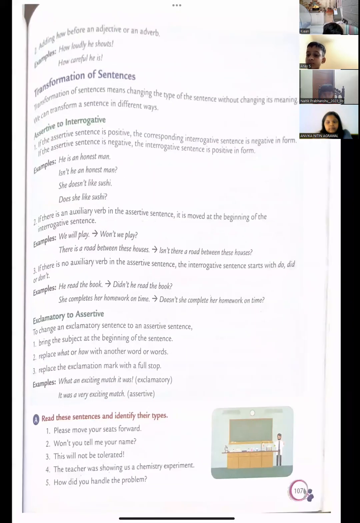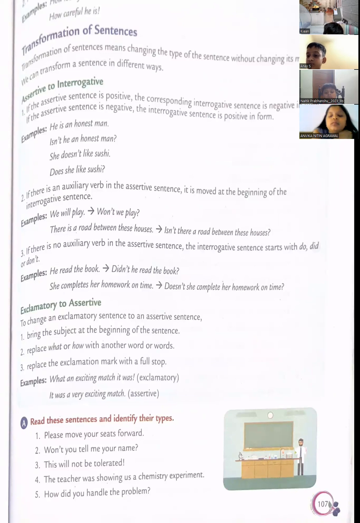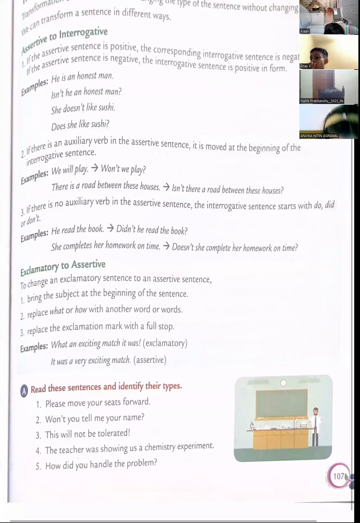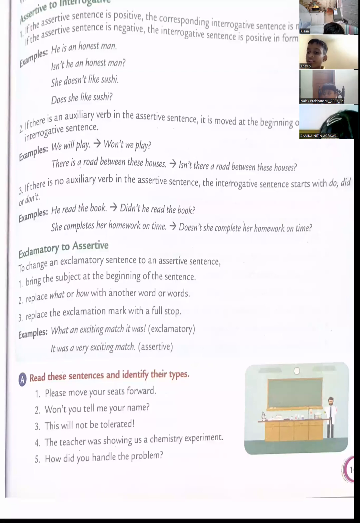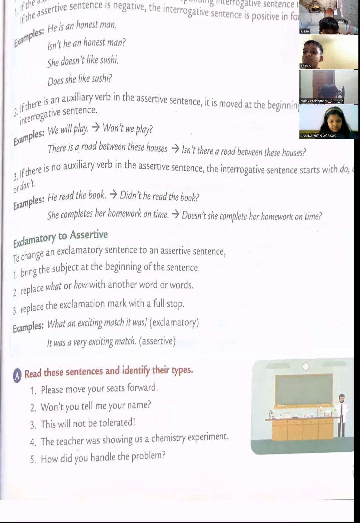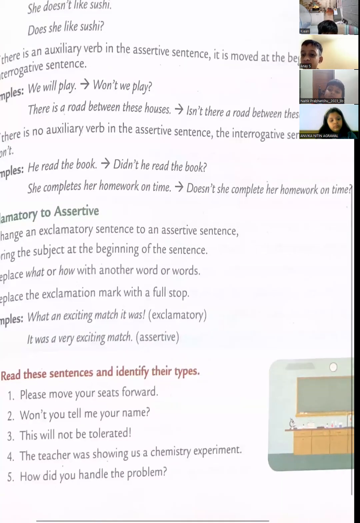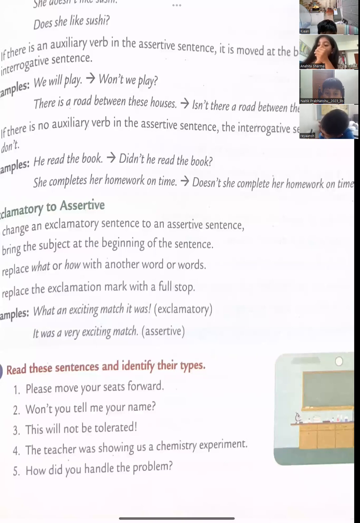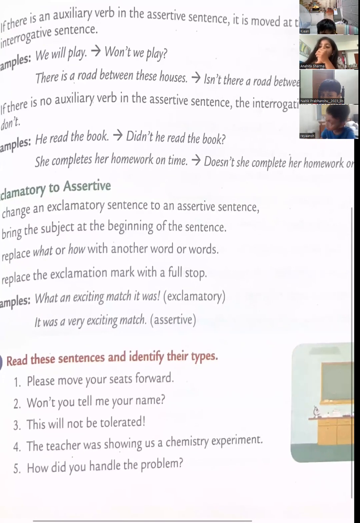Okay? Next, the teacher was showing us a chemistry experiment. This is very easy. Tell me, what will this be? Use the correct word. Which type of sentence is it? 4th, Anay. Yes, ma'am. Which sentence is this? The 4th one. Which one? The 4th one written below. The teacher was showing us a chemistry experiment on the screen. Which sentence is this? Assertive. Yes, it is assertive. Anahita, the last one.